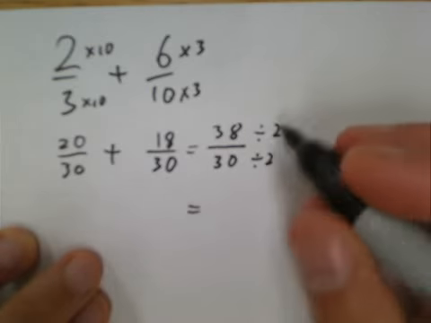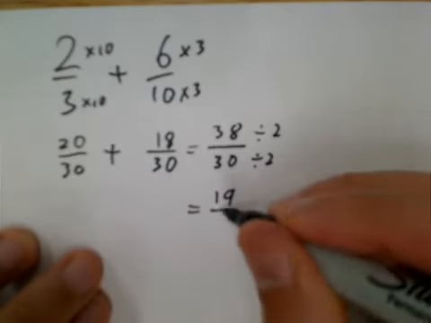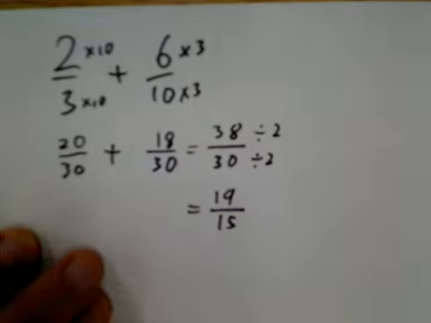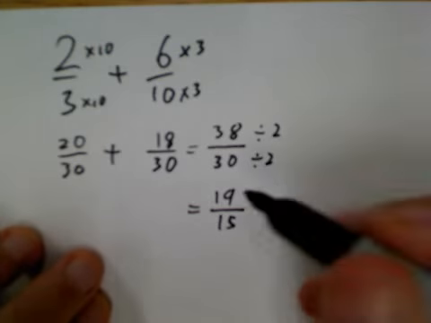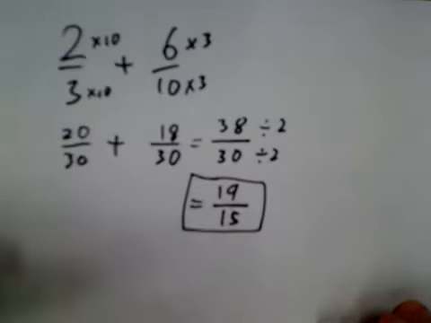Half of 38 is 19. And I like 19 in my fractions. That's a prime number. Nothing will go into it, so I know I'm done there. In the denominator, just the 15 there. Okay, 30 divided by 2 is 15. So that is my final answer, 19 over 15. Let's look at one more.